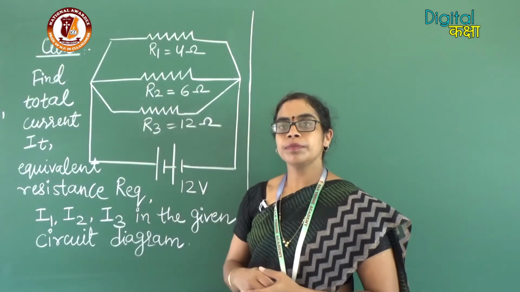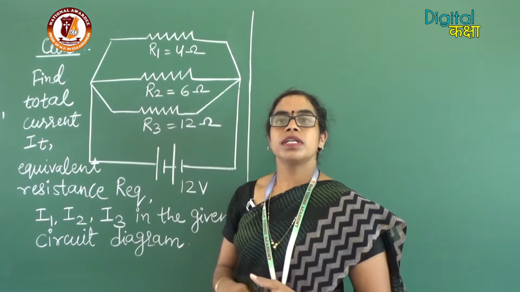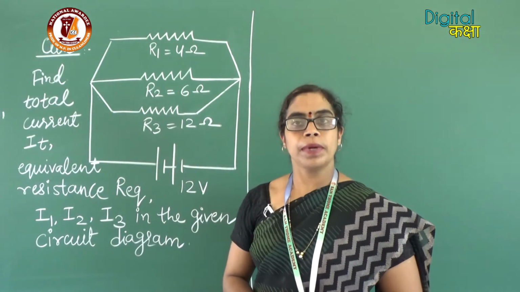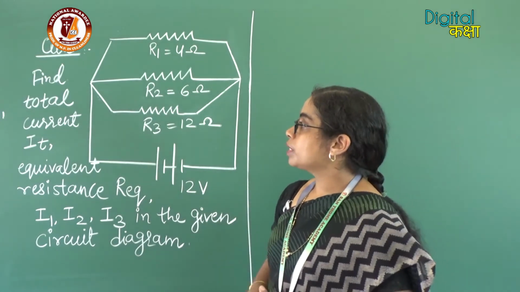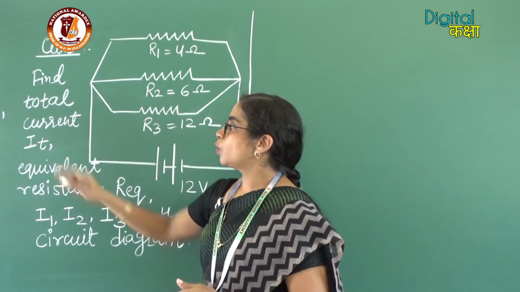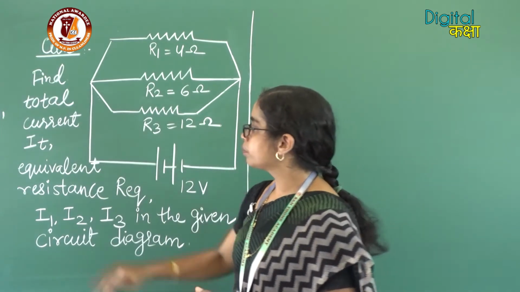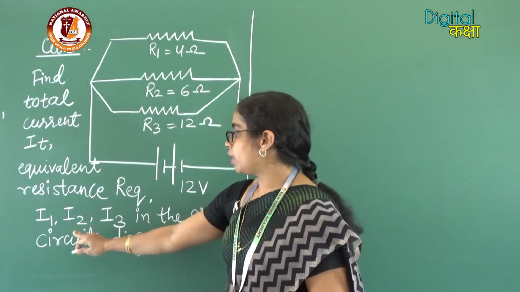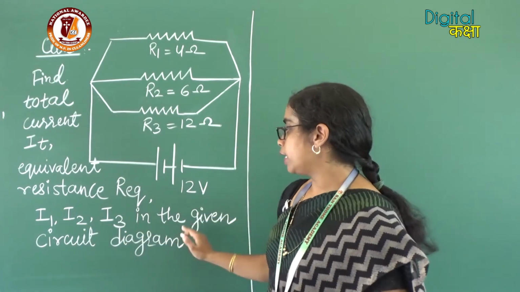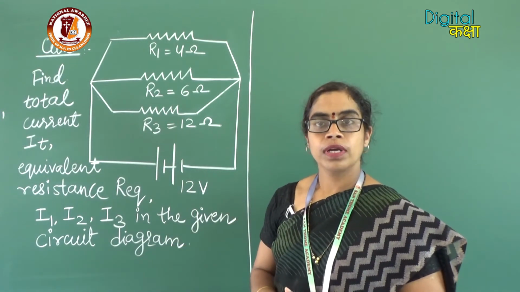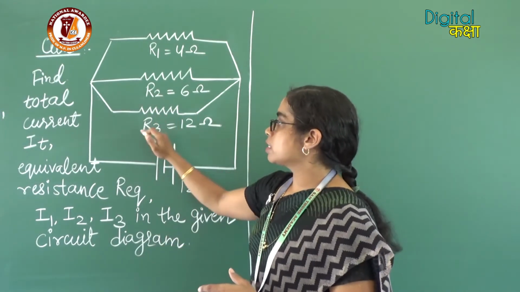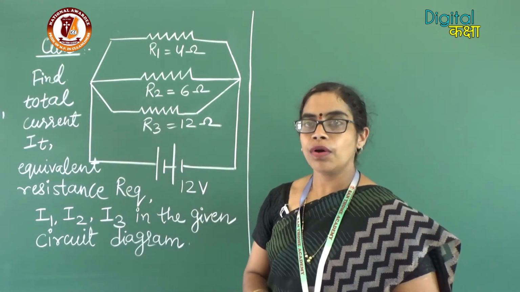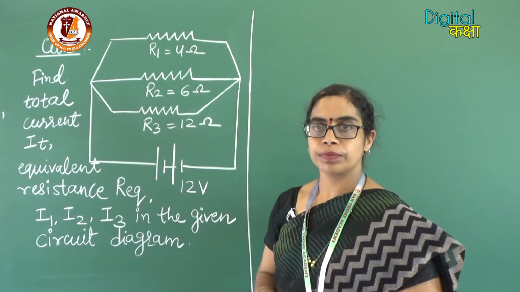In the next question, the 3 resistors with the resistances R1, R2 and R3 are connected in the parallel combination. The question is given to find the total current, that is IT, equivalent resistance, which is Req, and I1, I2 and I3 in the given circuit diagram. In this diagram, the 3 resistors in their parallel combination are connected to a battery of potential difference 12 volt.